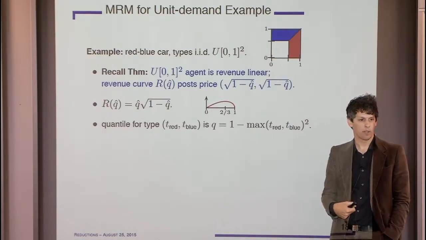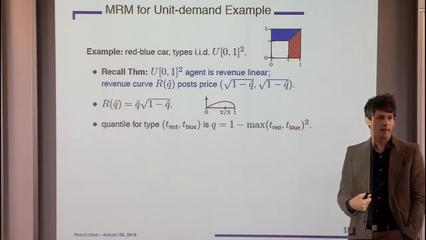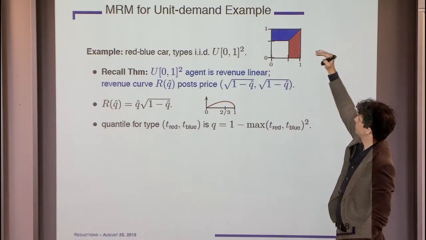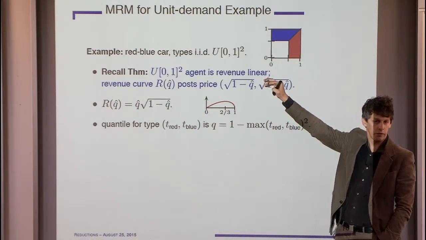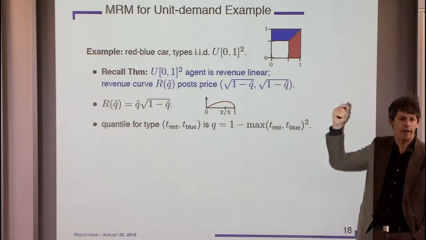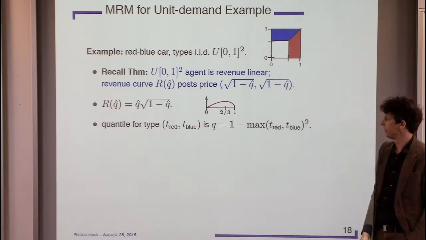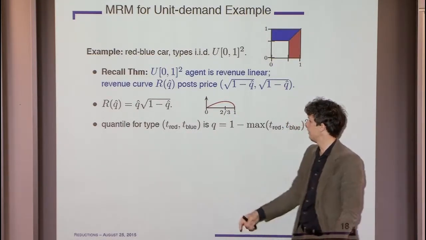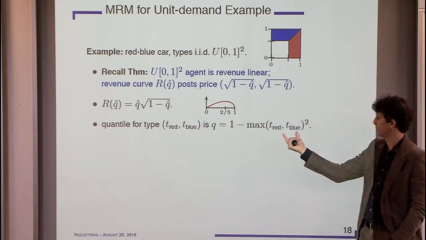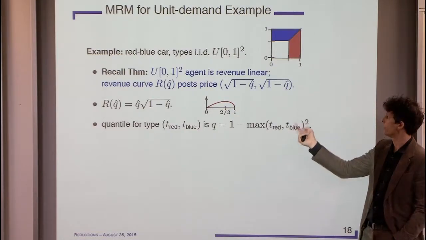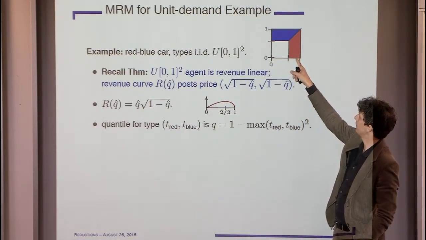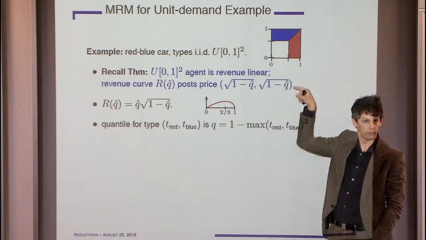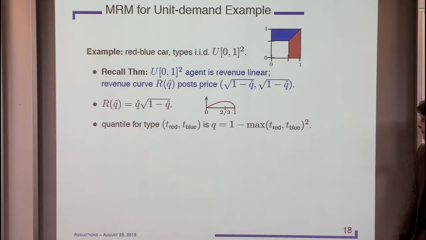How do we map types to quantiles? Well, by strength. And remember, the ex ante mechanisms are always just posting higher and lower uniform prices. So the stronger players are the ones that have a higher value for their favorite item. Okay? And so what is that? Given your type is T red, T blue, then your quantile is 1 minus the max of T red, T blue squared, which is how you can convert. If your type was here and T max was here, you convert that back into probability space by asking how many people are stronger than you.